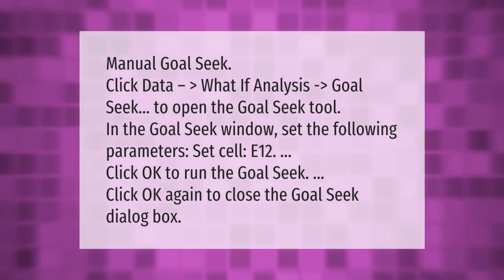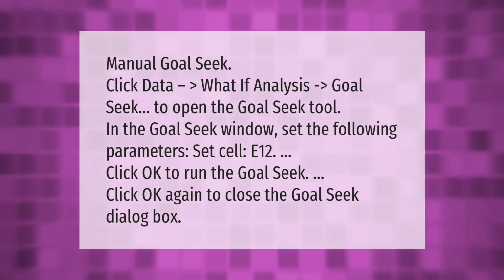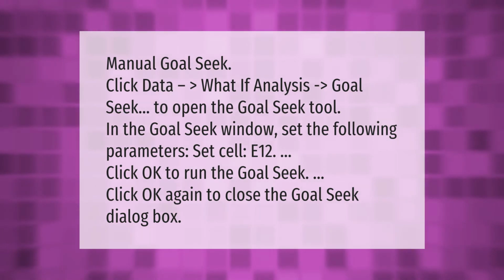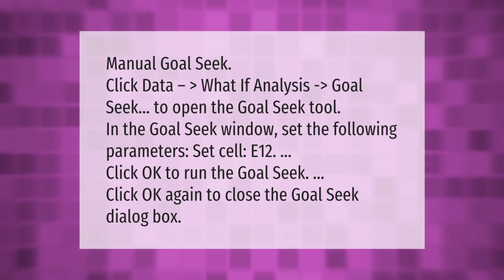Manual goal-seek. Click Data > What-If Analysis > Goal Seek, to open the Goal Seek tool. In the Goal Seek window, set the following parameters. Set cell: E12. Click OK to run the goal-seek. Click OK again to close the Goal Seek dialog box.